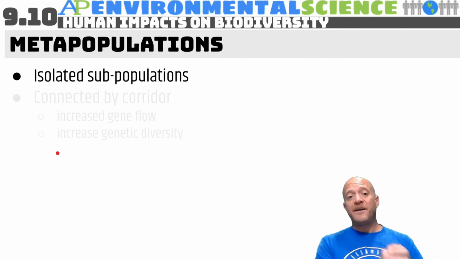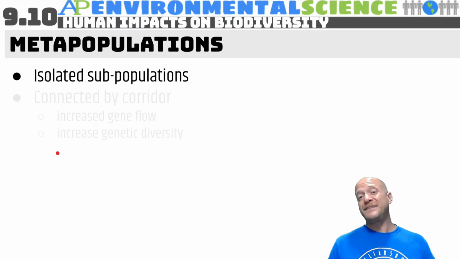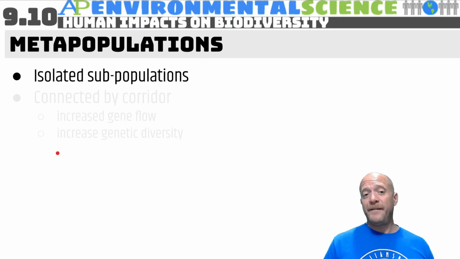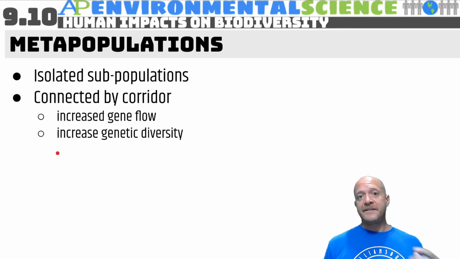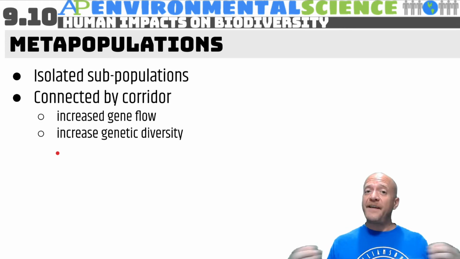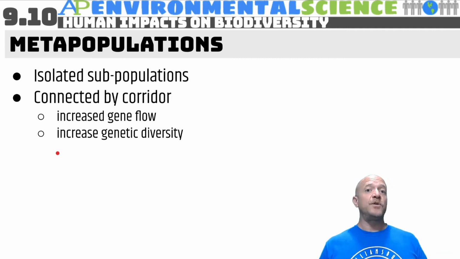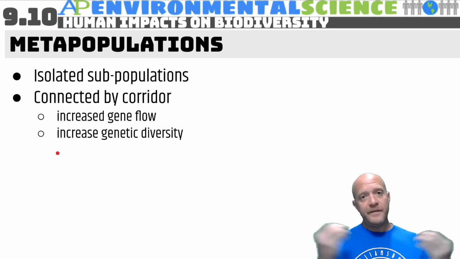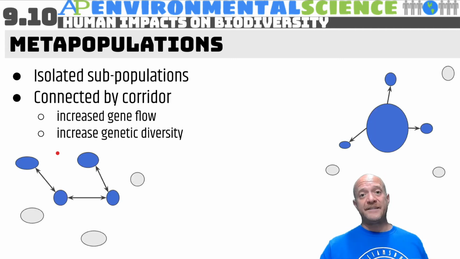So in other words, with the subpopulation that's isolated, you're going to have less biodiversity. But with a metapopulation, these are isolated populations that then will have some sort of connection, like some sort of corridor that connects them to another population. Because of that connection, it can increase their gene flow and theoretically increase the genetic diversity. So cutting off a habitat reduces the gene flow, reduces the overall biodiversity, but having some sort of connection between them will help to increase the gene flow.